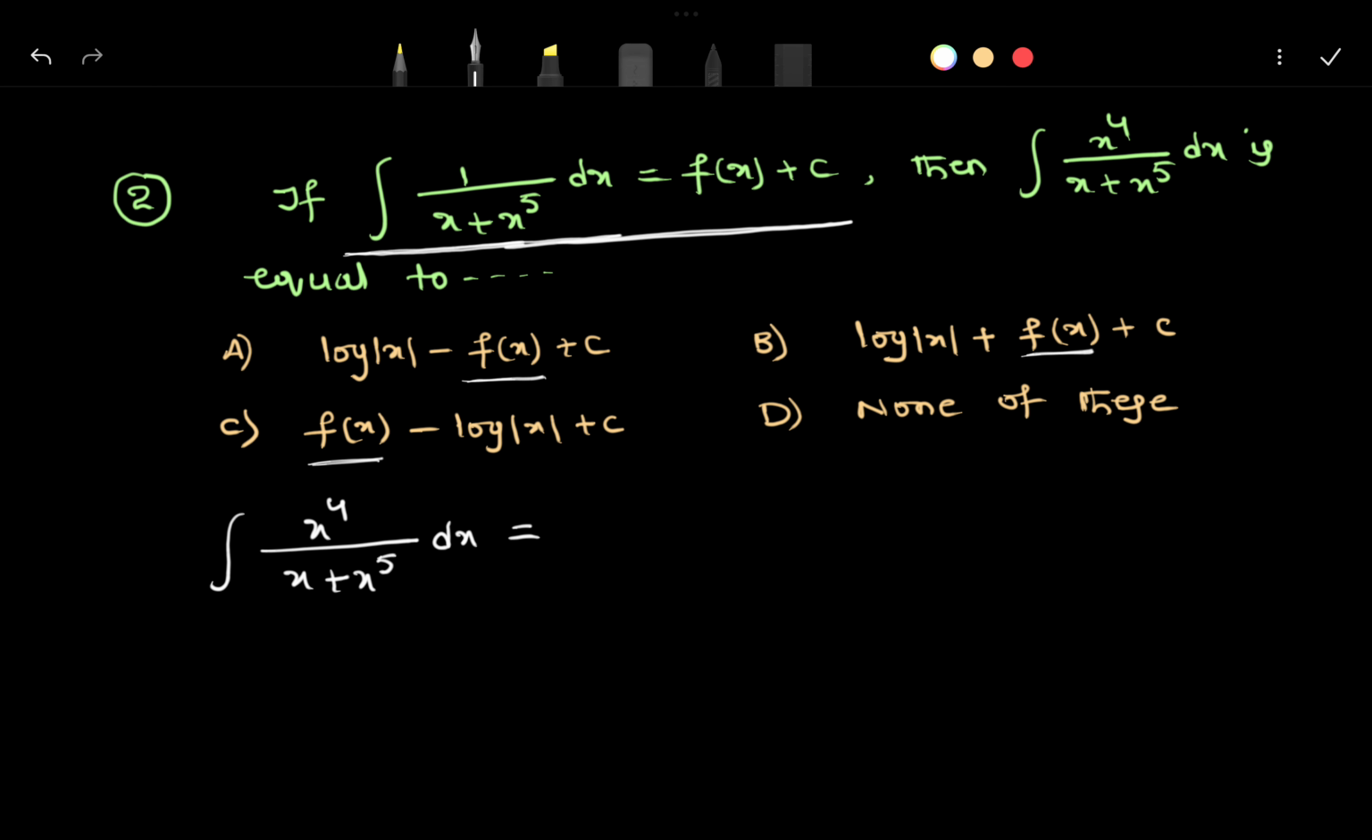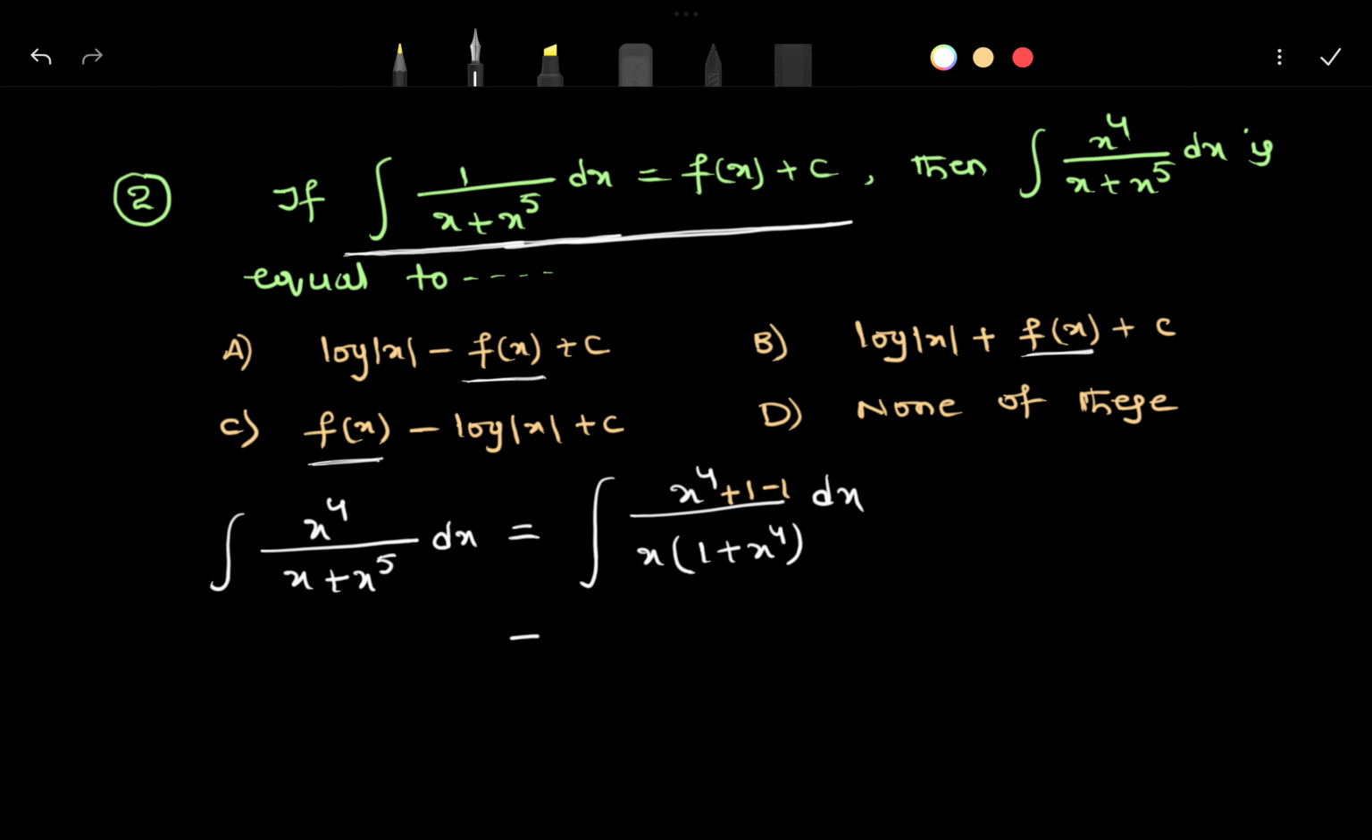Okay, so here you do one thing. In the denominator you take x as common. Then you can write x to the power of 4 whole divided by x into 1 plus x to the power of 4 into dx. So please all of you observe that very carefully. Now as in the previous question, the denominator is 1 plus x to the power of 4. That's why here I will add and subtract 1 in the numerator. By adding and subtracting there is no change in the value.